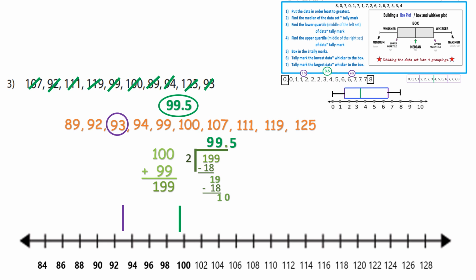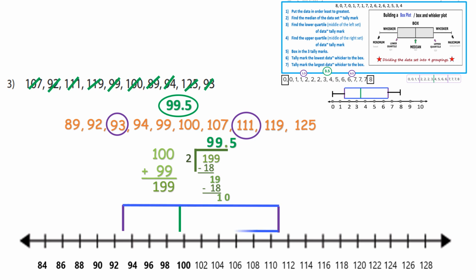Then I go over to the right side of the median and I look at the data set there. Once again, I have to start with the 100 because my median is not in the data set. So I'm going to cross them off in groups of 2, which leaves me with 111 right in the middle. So my upper quartile is 111. I go down to my number line and I make my tally mark.